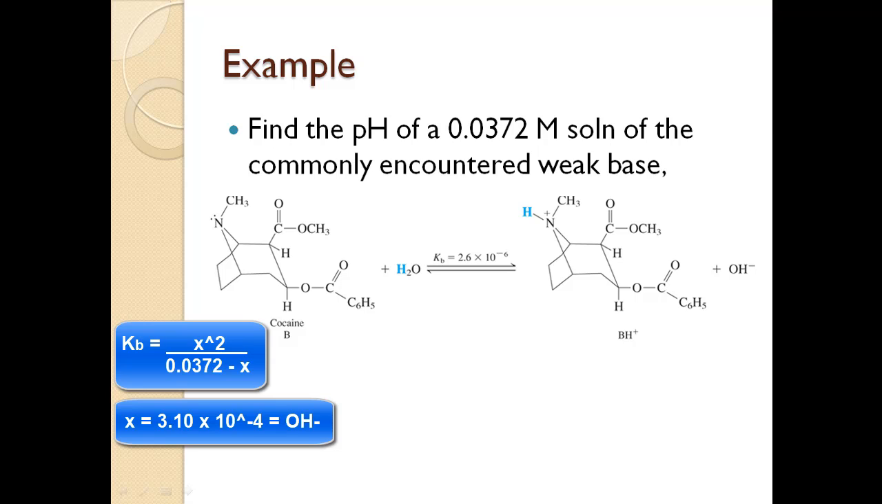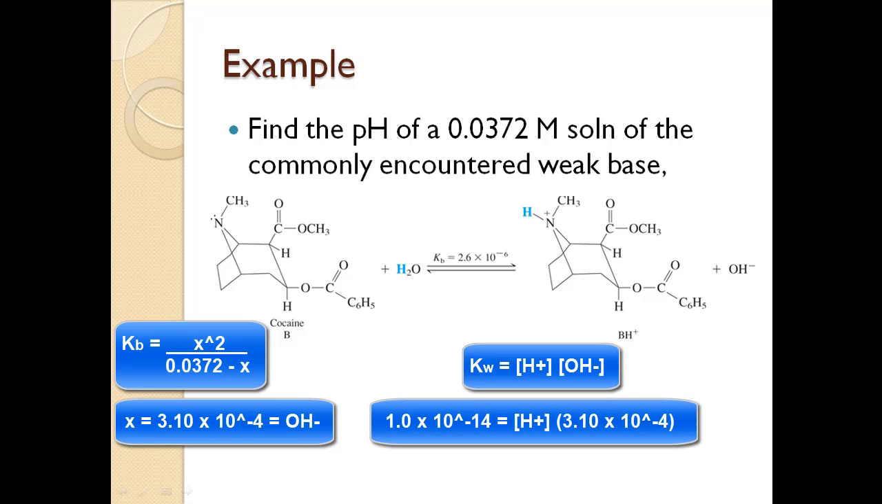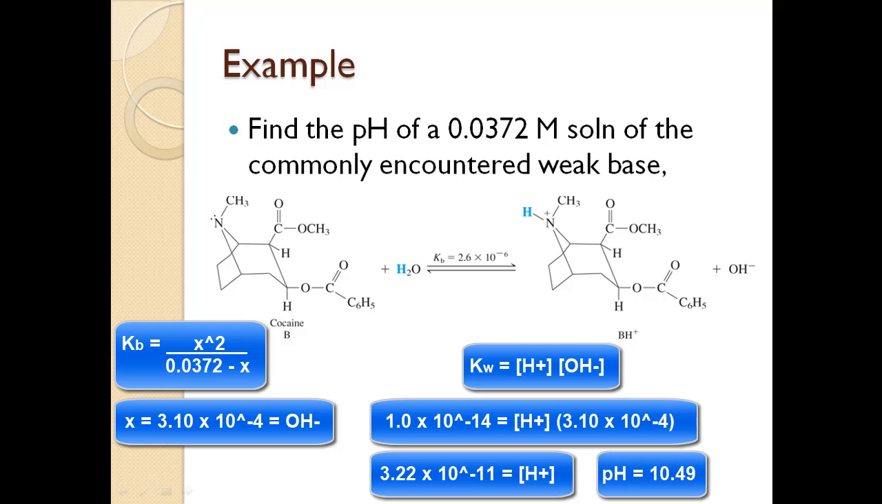Remember that this X is not H plus, this X is OH minus. So we have to use the Kw equation, the equilibrium constant for water, to find the concentration of H plus. So I'm going to put 1.0 times 10 to the negative 14th divided by the answer that I got, 3.10 times 10 to the negative 4th. That ends up being 3.22 times 10 to the negative 11th molar. I take that and place it into my pH equation. pH is equal to the negative log of H plus, and that ends up being 10.49. And that is a reasonable pH for a weak base.